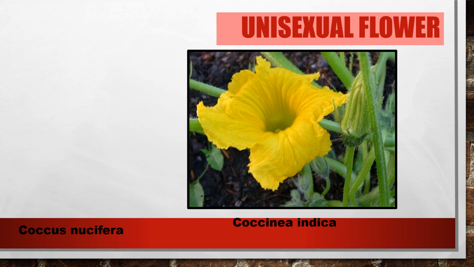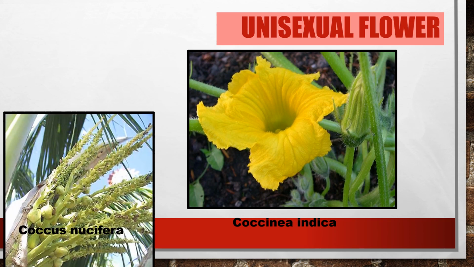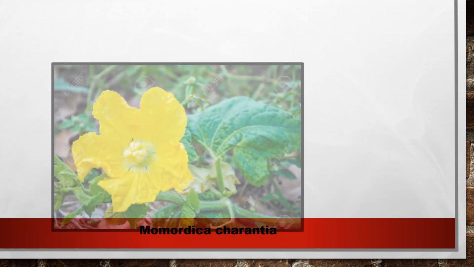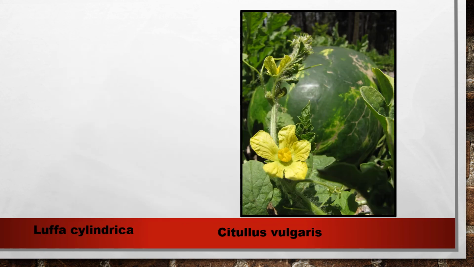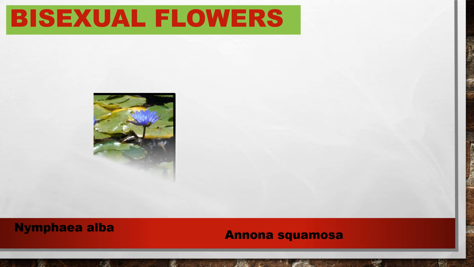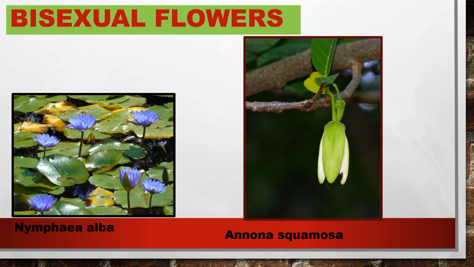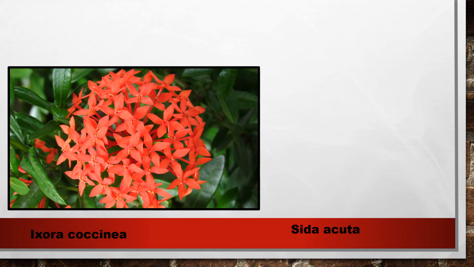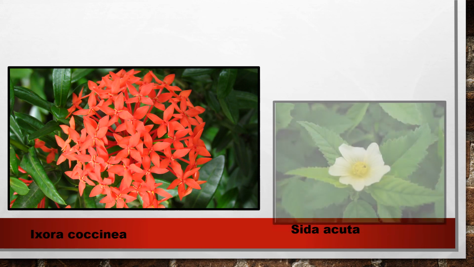Examples of unisexual flowers include Cocos nucifera, Coccinia indica, Momordica charantia, Luffa cylindrica, Phaseolus vulgaris. Next is bisexual flowers. Bisexual flowers are the flowers which possess both the reproductive organs. Examples given are Nymphaea alba, Annona squamosa, Ixora coccinea, Sida acuta.